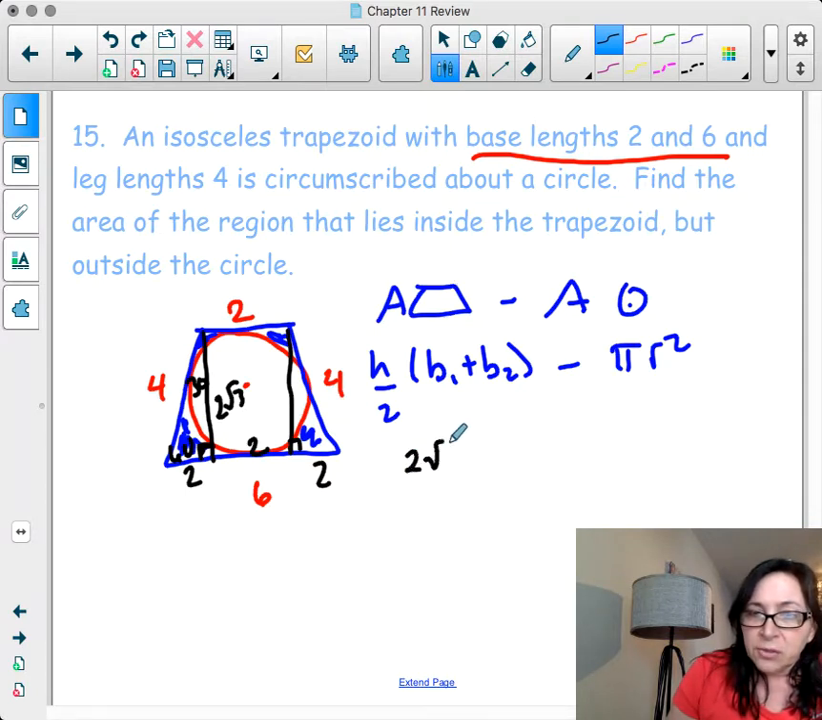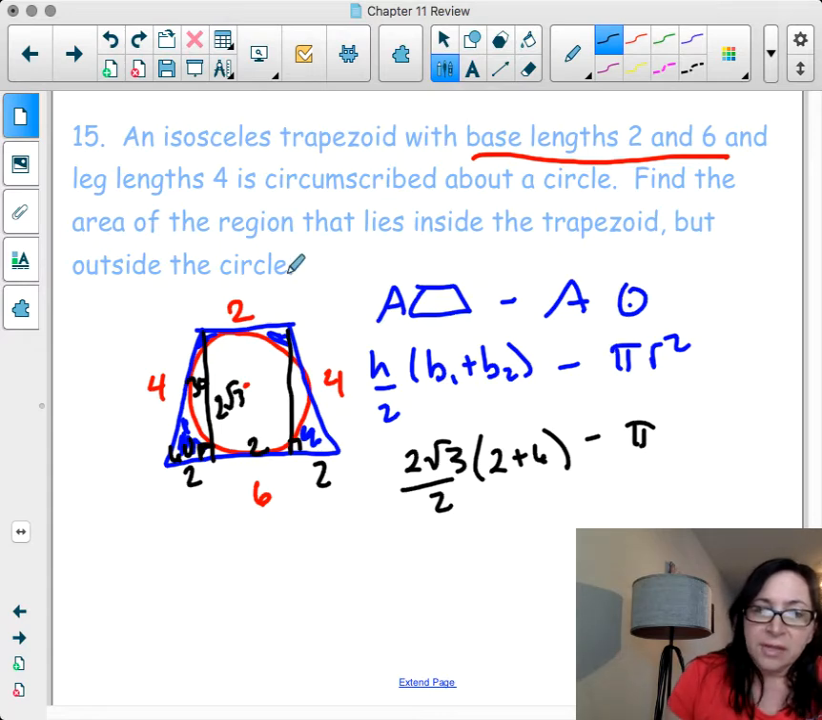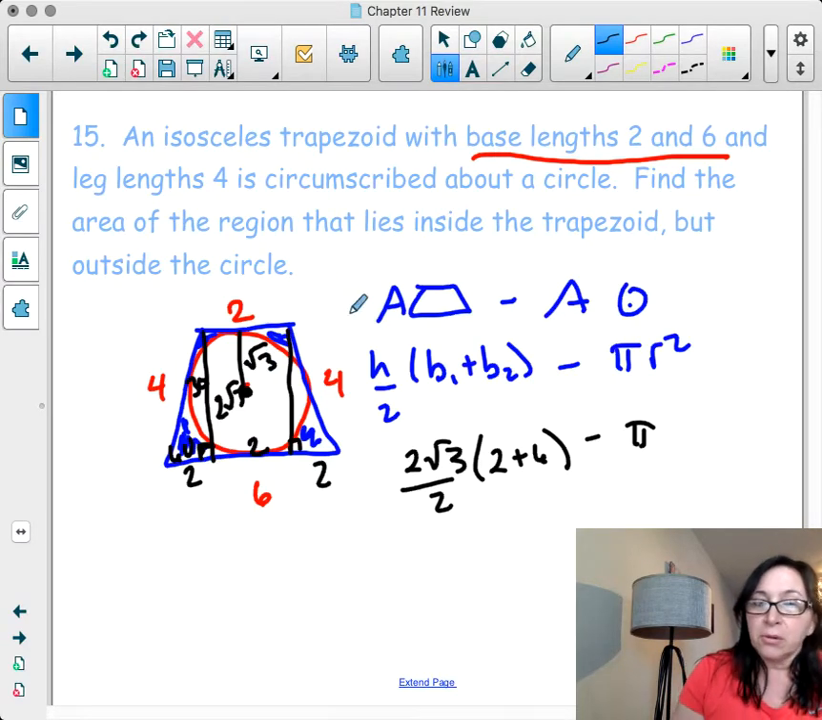We've got 2 root 3 divided by 2 times the sum of the bases, which is 2 plus 6, minus pi r squared. So now I actually need the radius. To find the radius, I think all I need to do is draw from here to here. If this whole length is 2 root 3, this little part right here is just root 3. That's double. So my radius is root 3.